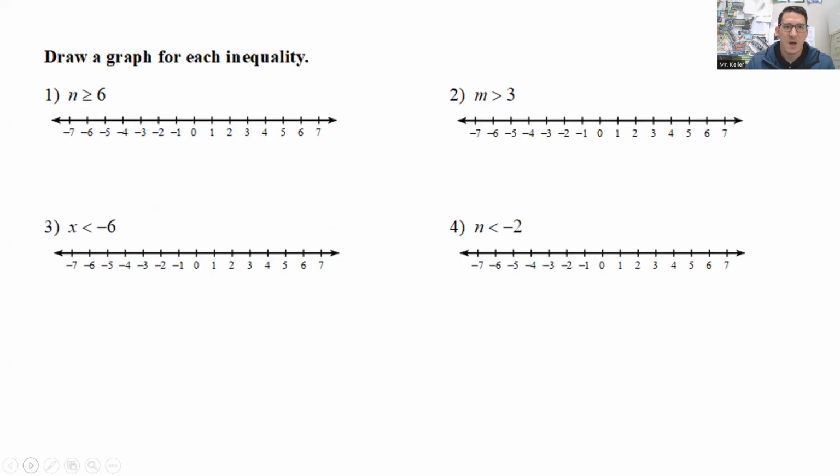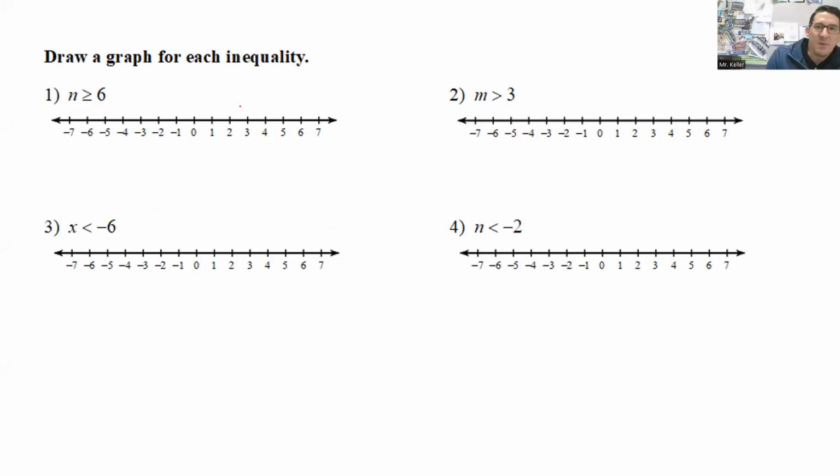All right, IM2 classes. Today we're gonna review how to graph inequalities. We're moving on to piecewise functions, and we need to review how to read inequalities before we get there. So, quick review on this stuff from IM1. We're just gonna draw a graph for each inequality.